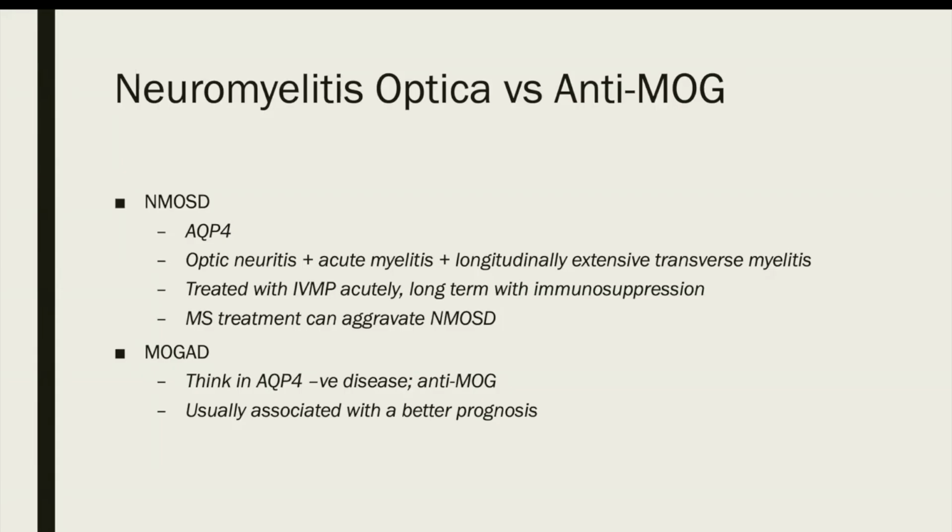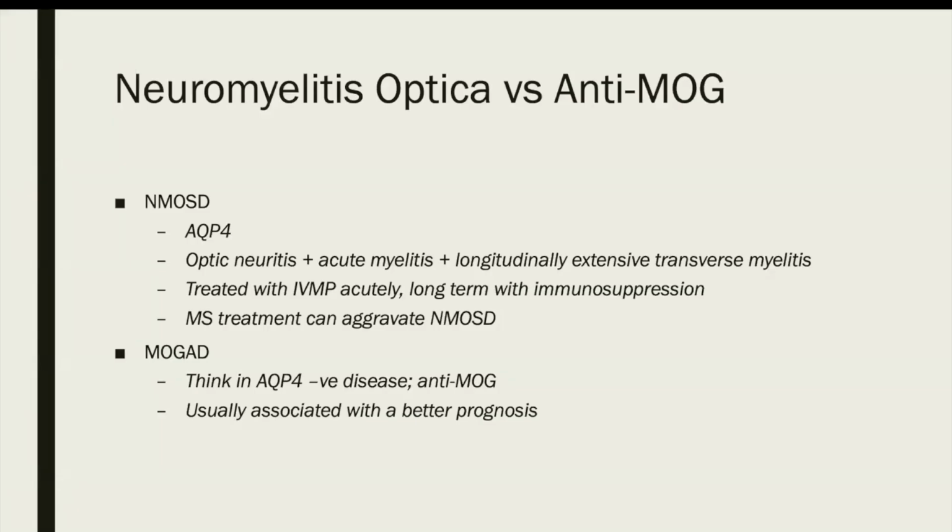So it usually spares the brain. And typically you've got a female preponderance. They present at similar ages. But the main thing to take away from this is that they have slightly different features, and a slightly different sort of prognosis.